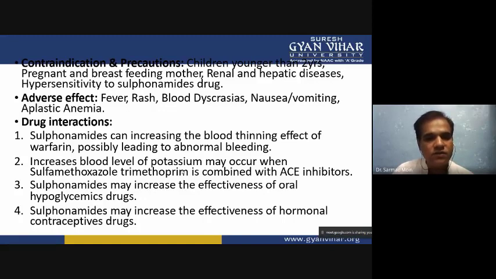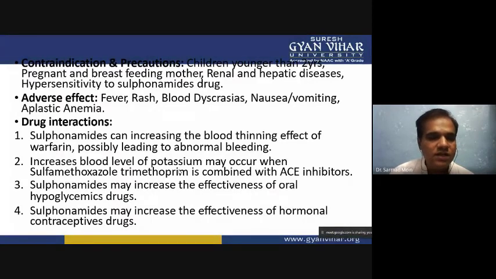sulfamethoxazole-trimethoprim is combined with an ACE inhibitor. So we always have to avoid ACE inhibitors with sulfonamides. It will affect the blood pressure in the patient, so always avoid this type of combination. Then sulfonamides may increase the effectiveness of oral hypoglycemic drugs, and may increase the effectiveness of oral contraceptive drugs.